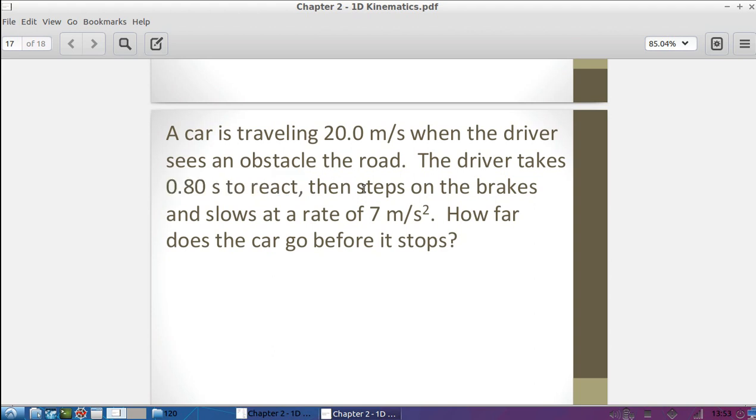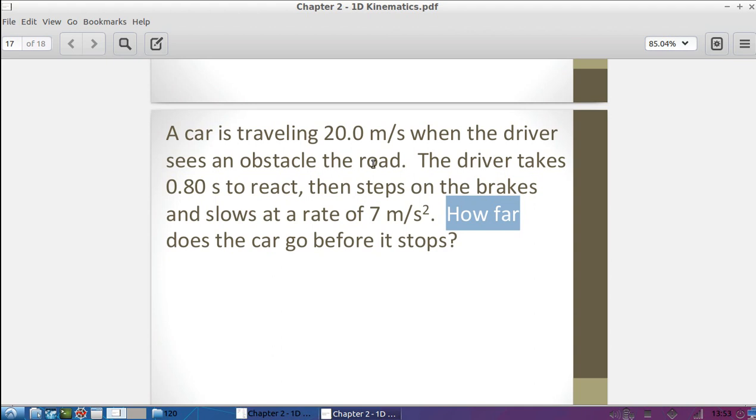As soon as the driver steps on the brake, it slows down at a rate of 7 meters per second. Okay, I deliberately didn't put a negative sign there. I'm saying it slows at a rate. So we're going to have to handle that acceleration as a negative value. How far does a car go before it stops? How far? I'm looking for displacement. I'm looking for a delta x.